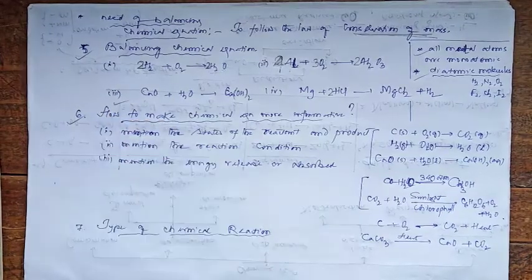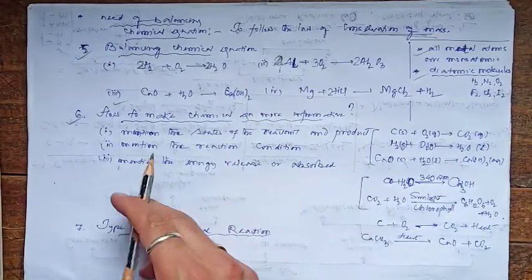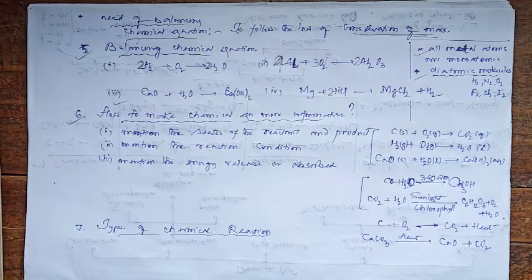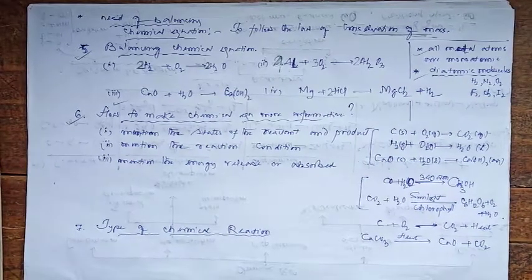Now let's move on to another topic. How to make chemical equations more and more informative. See students, we understood the importance of chemical equations. Expressing chemical reactions in the form of a chemical equation saved our time, saved our space, and made expressing chemical equations universal. Now, I want to extract more information out of this chemical equation. How can I do this? To make the chemical equation more informative, here are 3 ways to do the same.